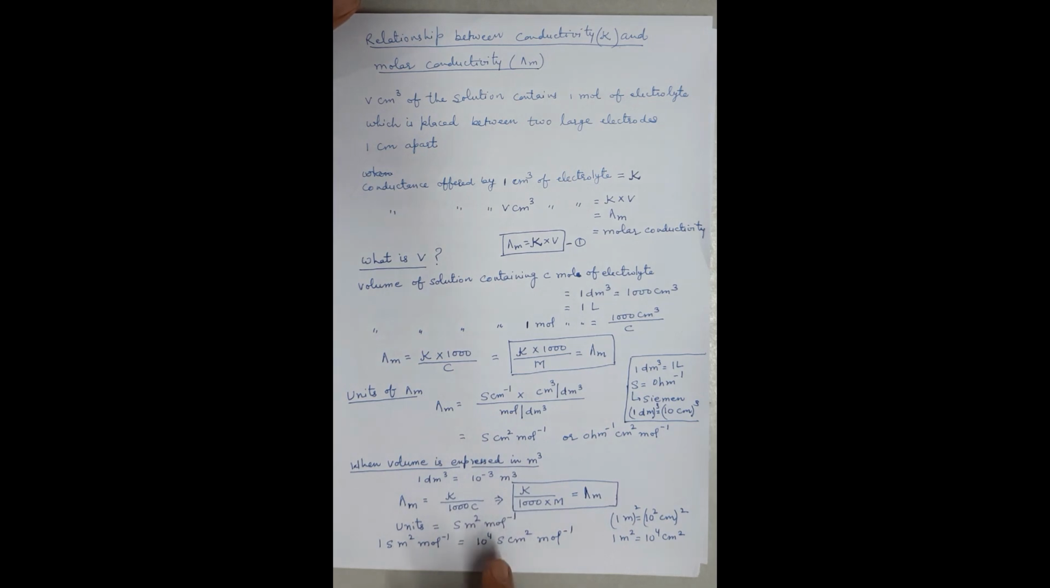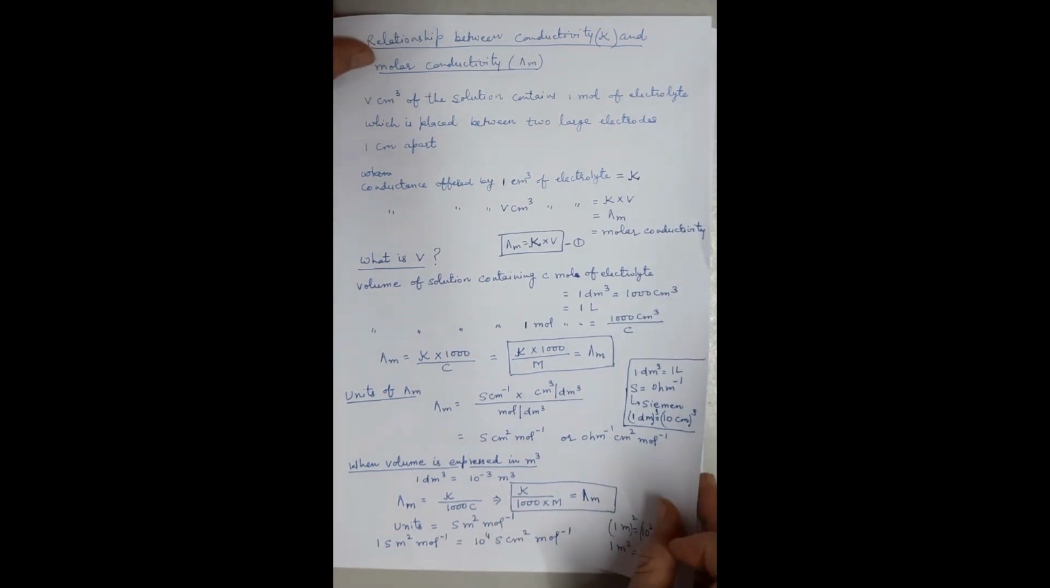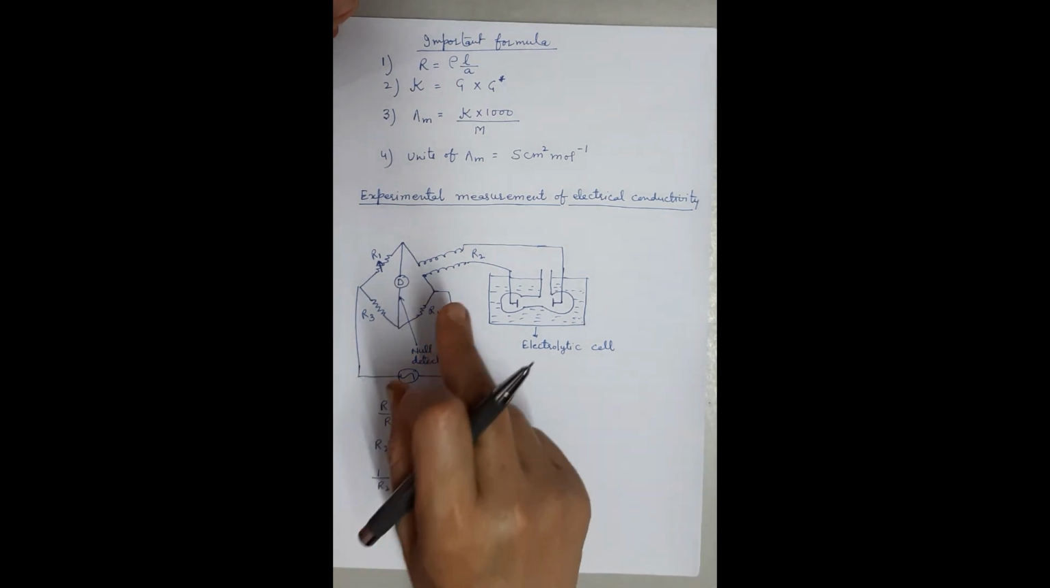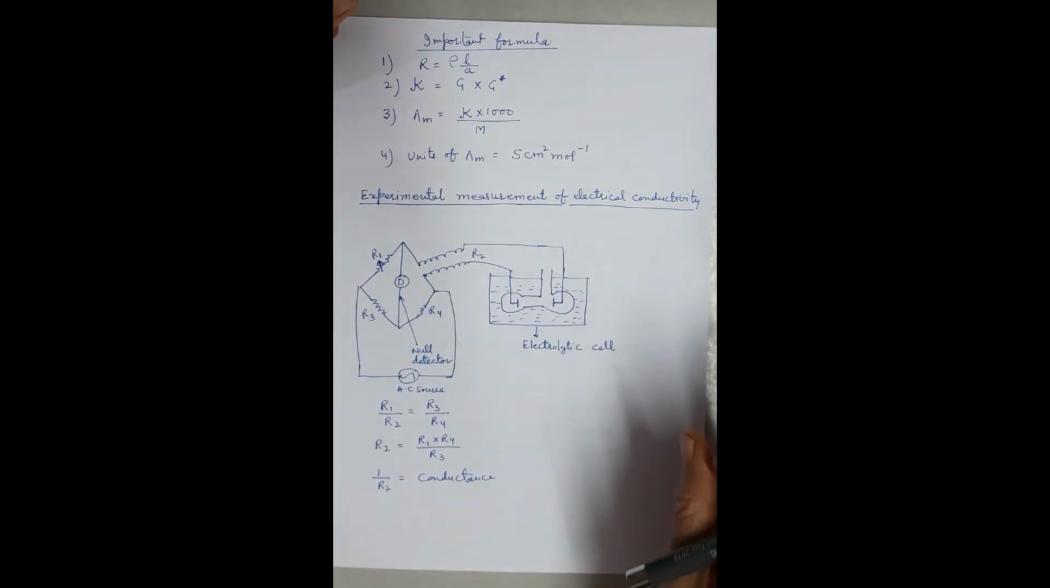But if you want to express it in meter square, Siemens meter square mole inverse, then the formula changes a bit. Here molar conductivity is equal to conductivity upon 1000 into molarity. Its units are also important. Then experimentally, how will you measure electrical conductivity? And that is through Wheatstone bridge, which you have done in physics.